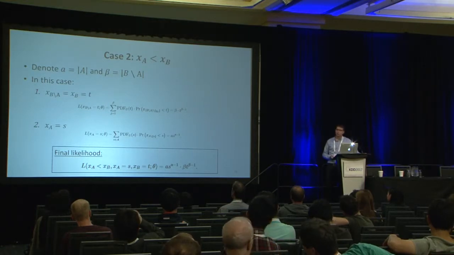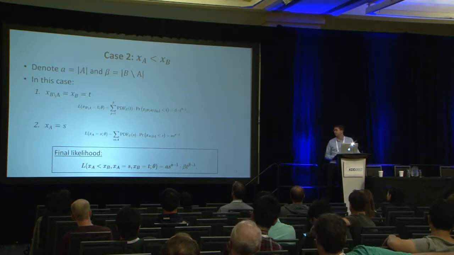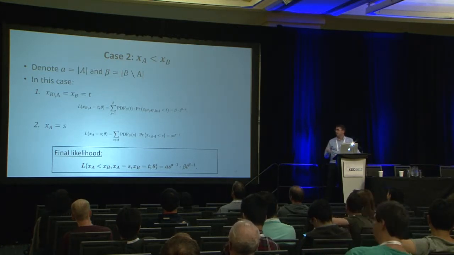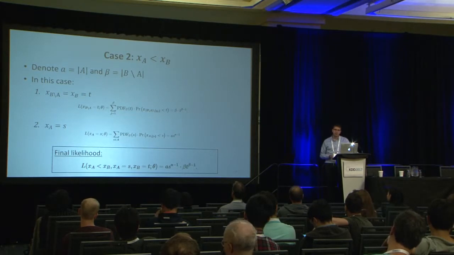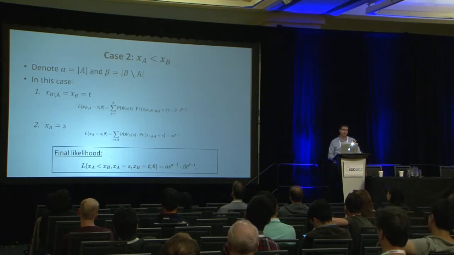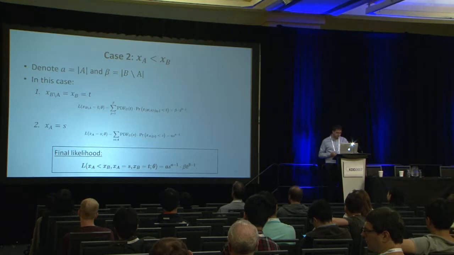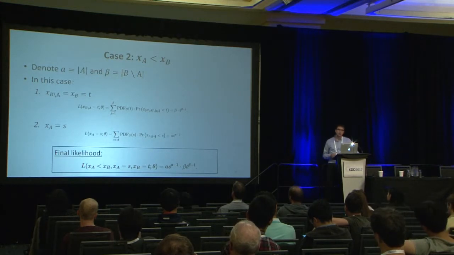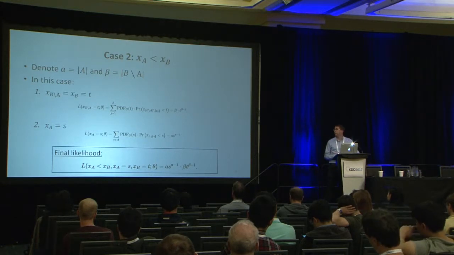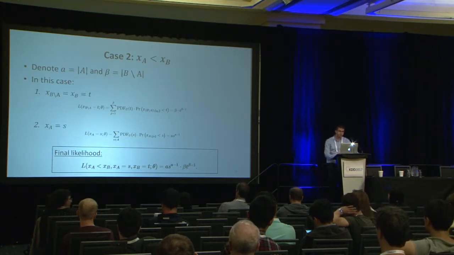The second term that must hold is that the maximal hash value in A needs to be equal to S. And the likelihood given that can also be obtained by summing over the A possible elements in A and multiplying by the probability of each of them to be the maximal hash value. And we get this result. Finally, multiplying these two terms gives us the final likelihood for the second case, when xa is smaller than xb.